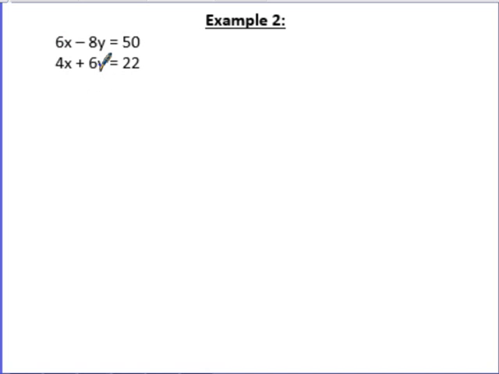I can't multiply 6 times something and get 8 as an answer. So in this case, I'm going to have to multiply both equations. And the easiest thing to do here is pick a variable that you're going to eliminate and then multiply them by the coefficient from the other equation. So in this example, if we're going to eliminate the x's, alright, I'm going to multiply the first equation by this coefficient, so by 4. Alright, and then I'm going to multiply the second equation by the first coefficient, or 6.